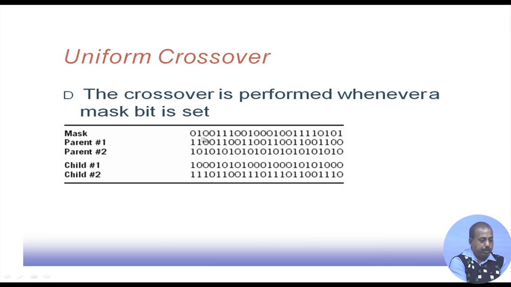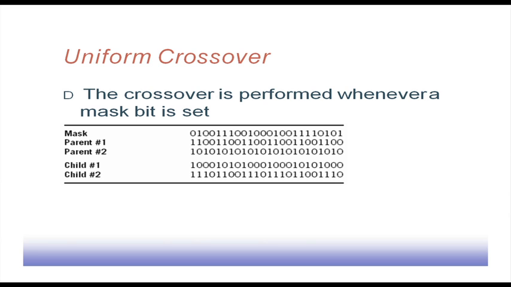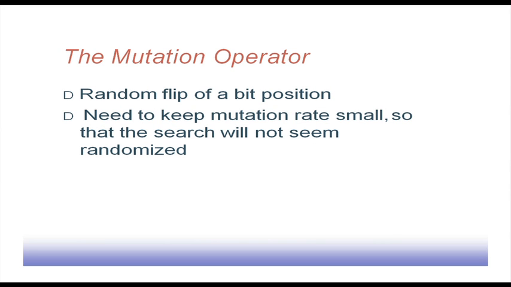So, this is for individual points based on this mask. These bits will get selected, and that will define another type of crossover. The number of points at which crossover is taking place is much higher compared to the 1 point or 2 point crossovers that we have seen. So, this is also known as uniform crossover.